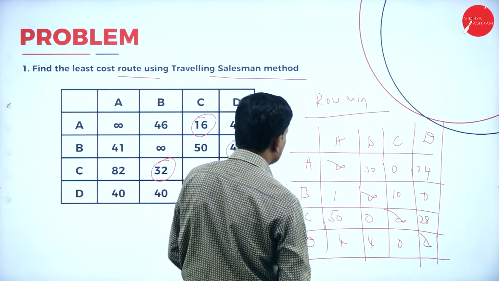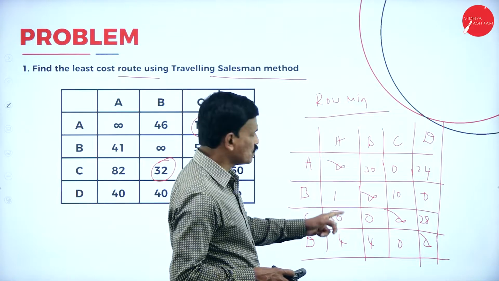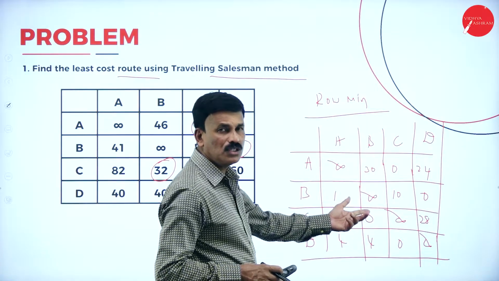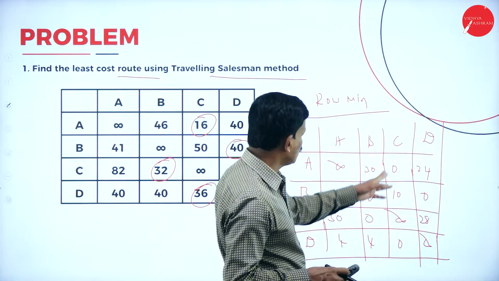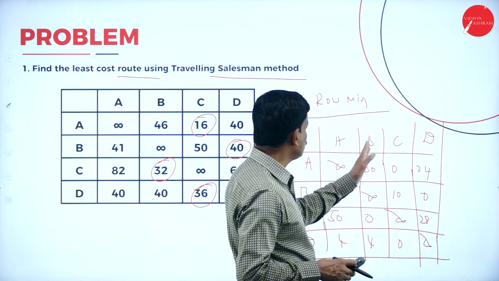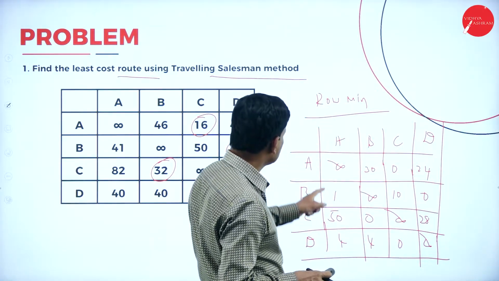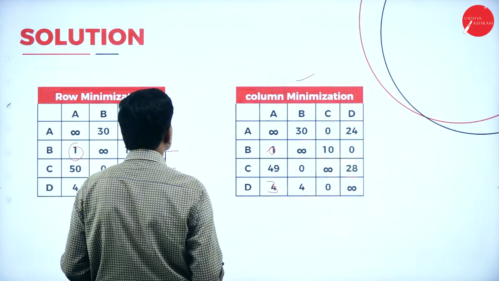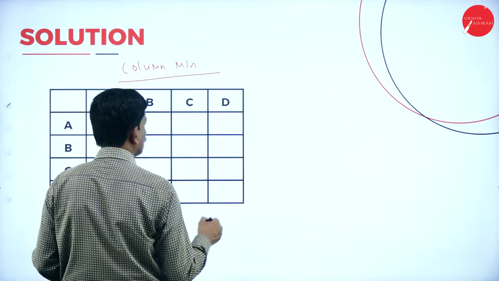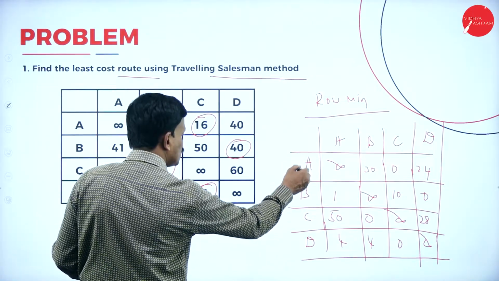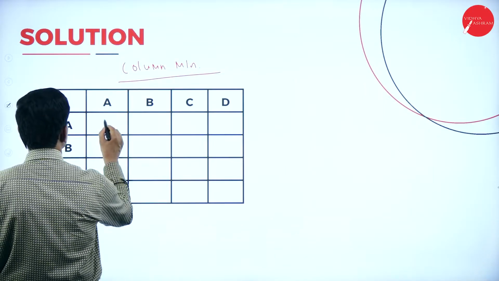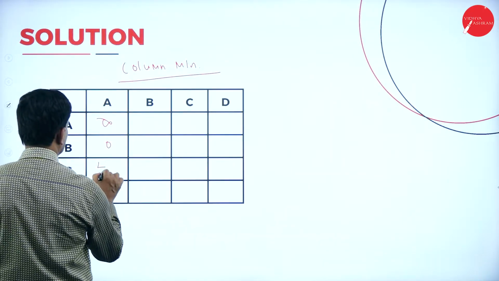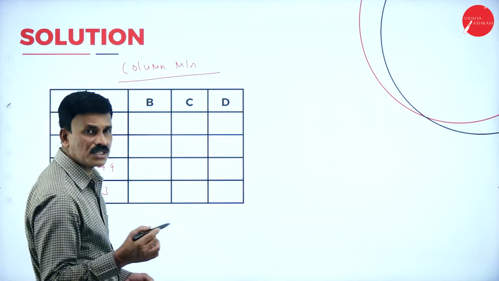In column minimization, if we come to the first column, minimum value is 1, subtract each and every element by 1. Whereas in second column, 0 is the minimum value. If you subtract 0 from any number, you will get the same number. Here also 0, here also. So that means B, C, D will remain the same. Only this will change: infinity, 0, 49 and 3. Now let me go to the next, that is column minimization. In the column minimization, what I will get? Infinite, 0, 49 and 3. The remaining values are same as usual.